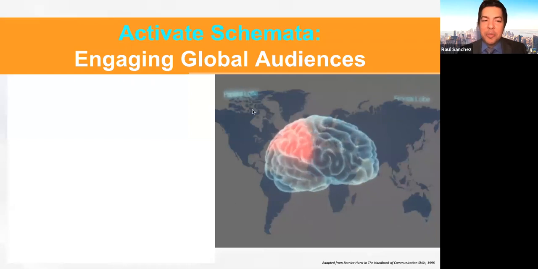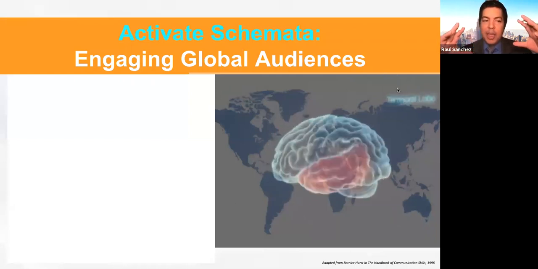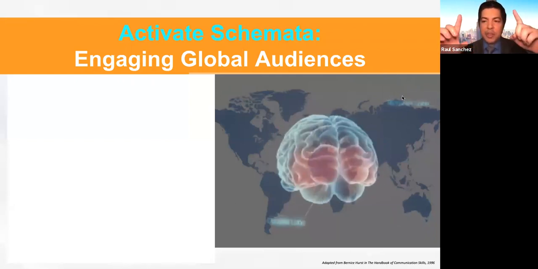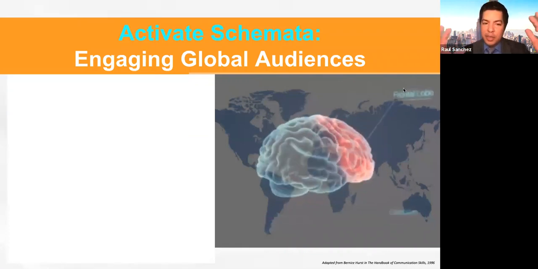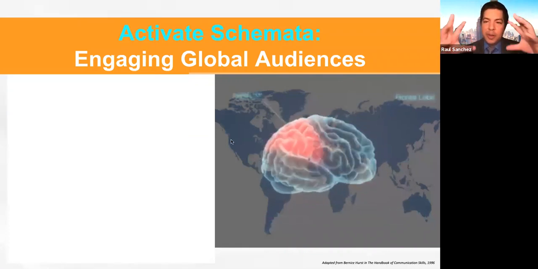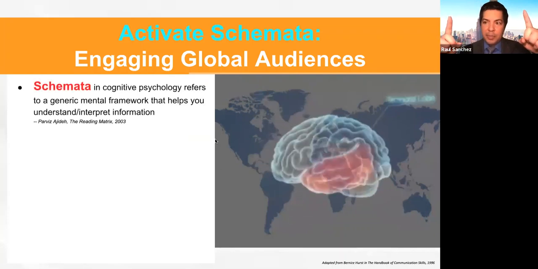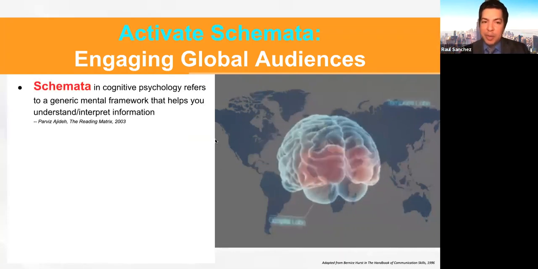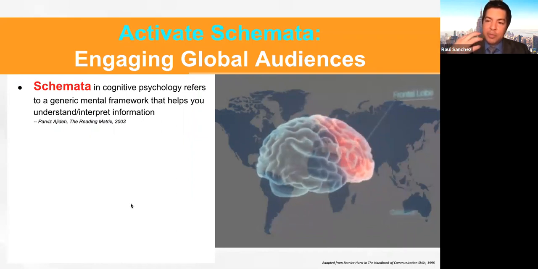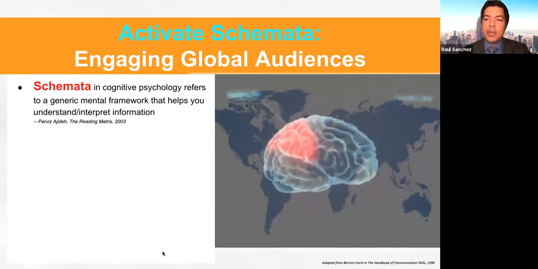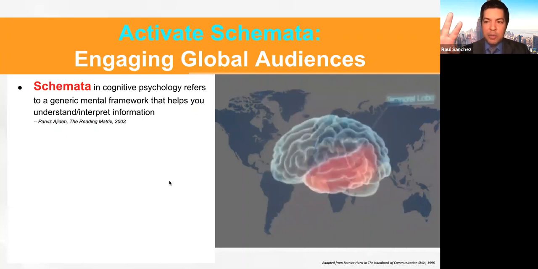Great. So now we're going to go back to cognitive science a bit, and cognitive psychology to be more specific. And this comes from cognitive psychologist Jean Piaget. She coined the term schemata. So what is schemata? This is essentially a cognitive framework that allows us to interpret information. It's a blueprint.